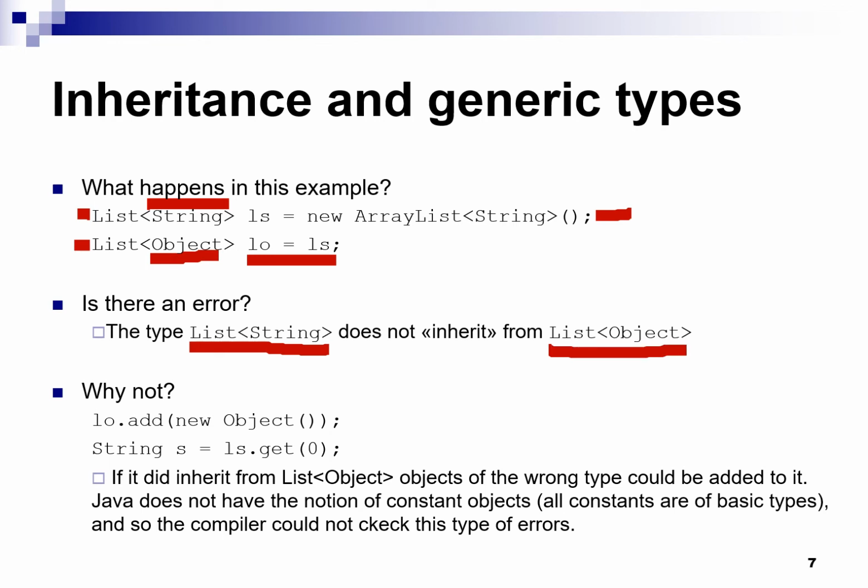Because if that were possible, then I could add a new Object to LO. Why? Because it's a list of Object. But if that were the case, I would be able to then get the element and assign it to a String, because LS is a list of Strings, right? But that would give me an error because I have placed an Object there. Therefore, this relation does not hold. Even if String extends Object, a list of String is not compatible with a list of Object, and I cannot do this assignment.